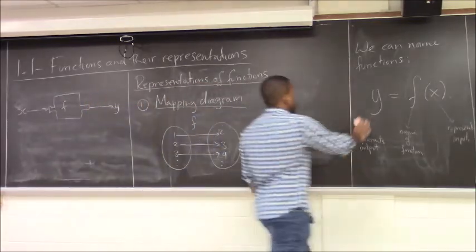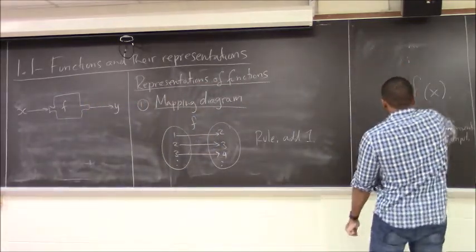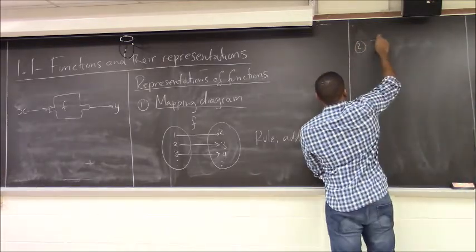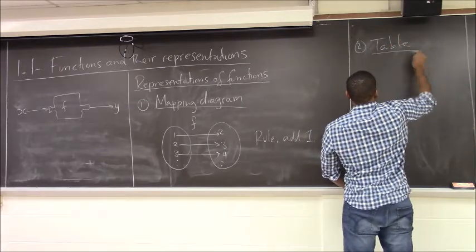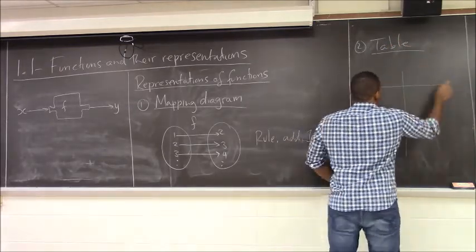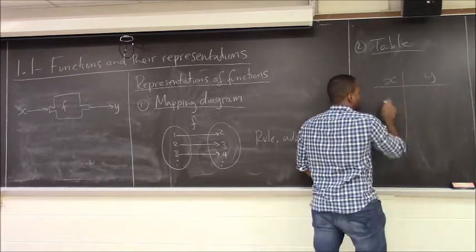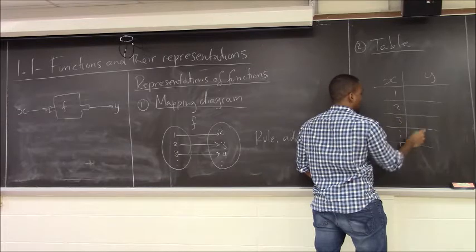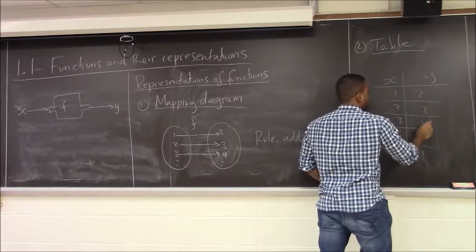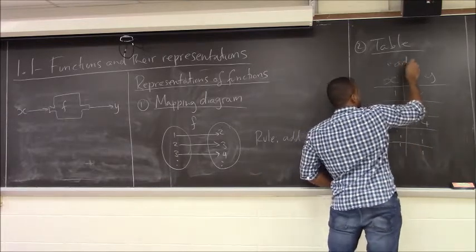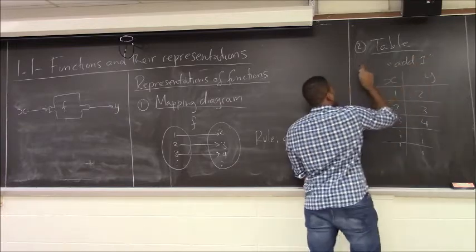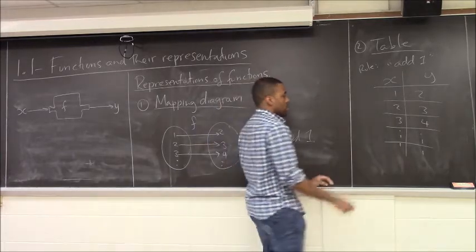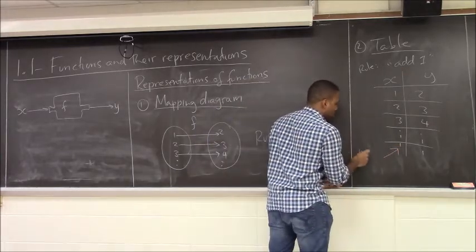Another way to represent a function is a table. So I can literally write my x values in one column, my y values in another. 1, 2, 3. This will go to 2, 3, 4. This is also the rule, add one. And I can represent it in a table. And in this column, there should be no repeats.